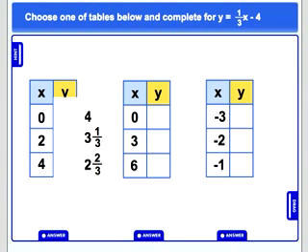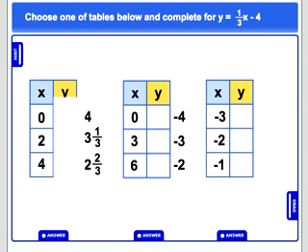Zero, 3, 6. They want to know which ones of these would be the easiest to answer. Well, we see the answers for this one. When we plug in 0, we would get 4. If we plug in 2, we would get 3 1/3. If we plug in 4, we would get 2 2/3. Well, this would be more difficult to work with, whereas if we plug in 0, 3, and 6, our answers would be a negative 4, negative 3, negative 2. These are much easier to graph.